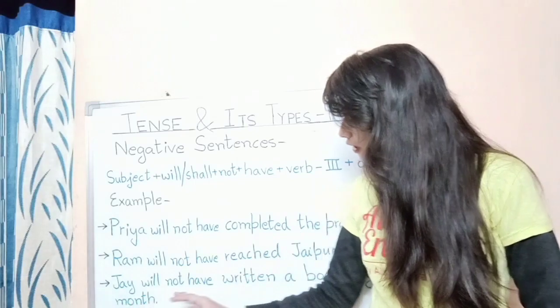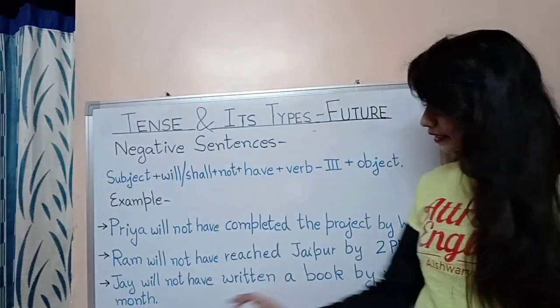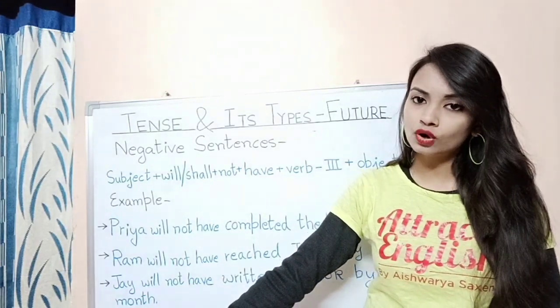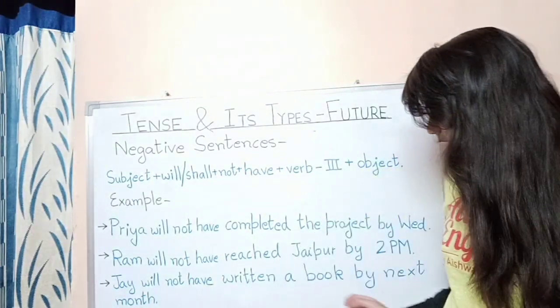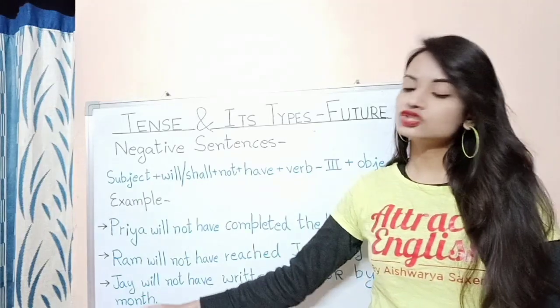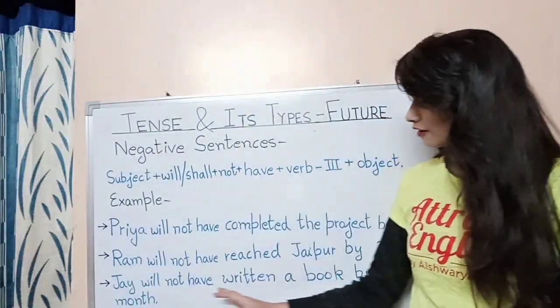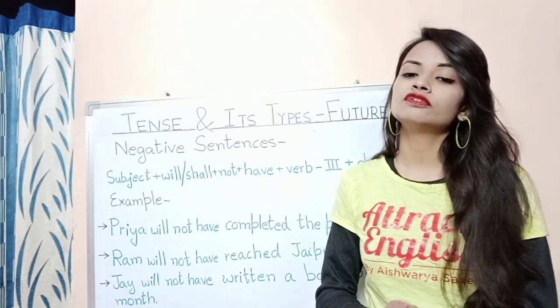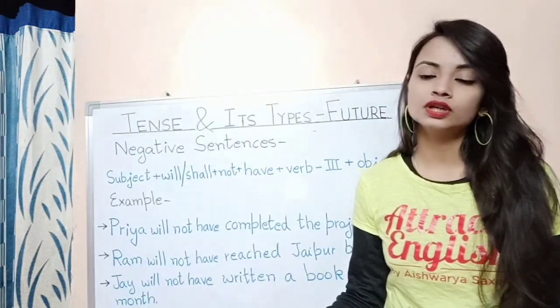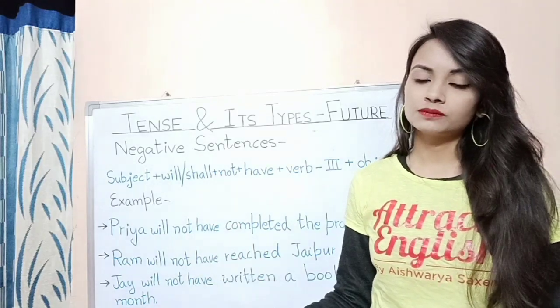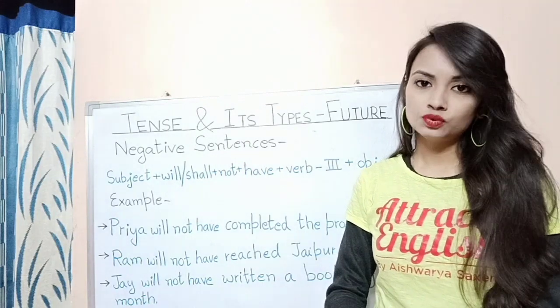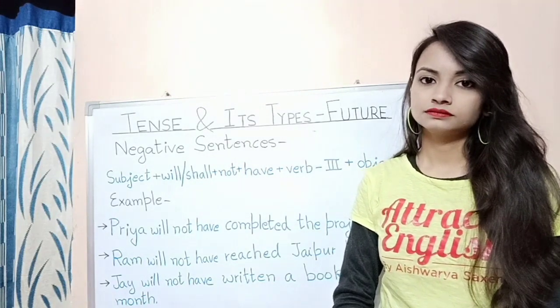Last, Jay will not have written a book by next month. Earlier it was Jay will have completed a book or written a book by next month. Now it is Jay will not have written a book by next month. It means this task will not be completed in future till a point of time. So this is how we frame negative sentences in future perfect tense.